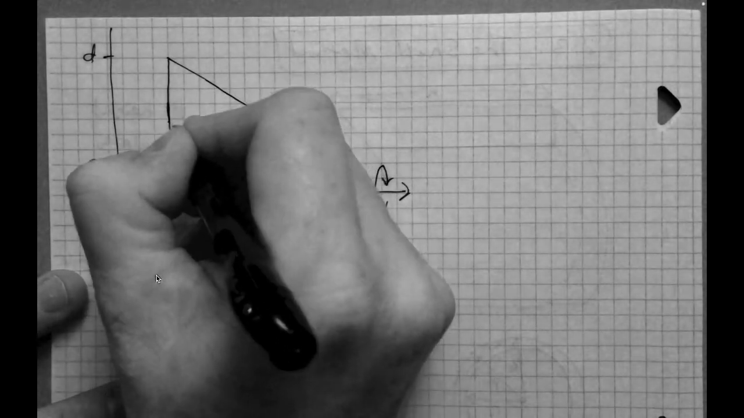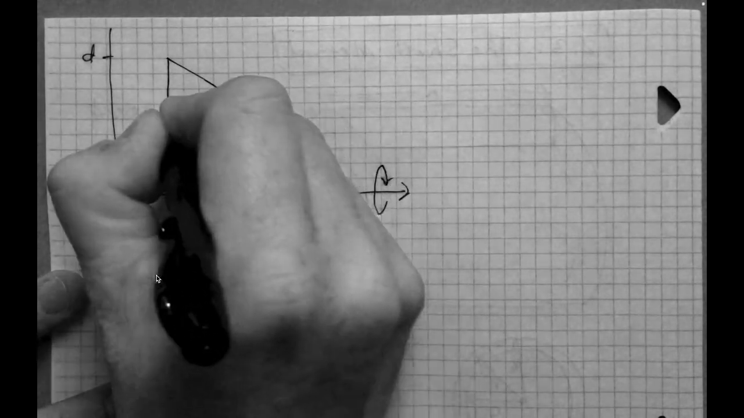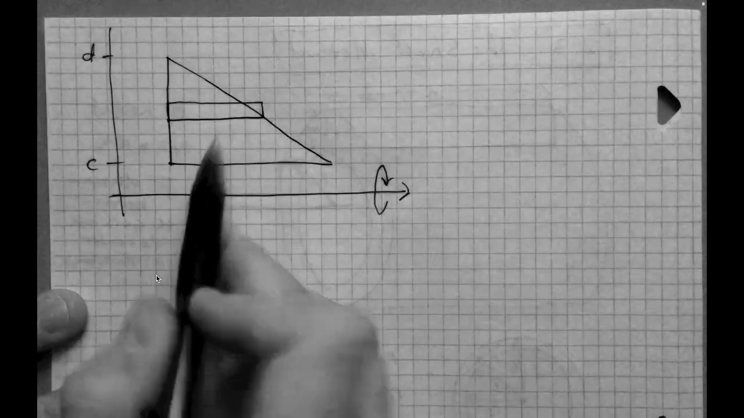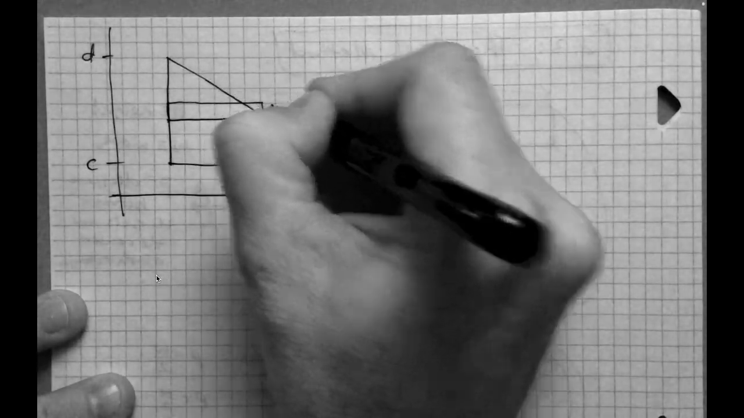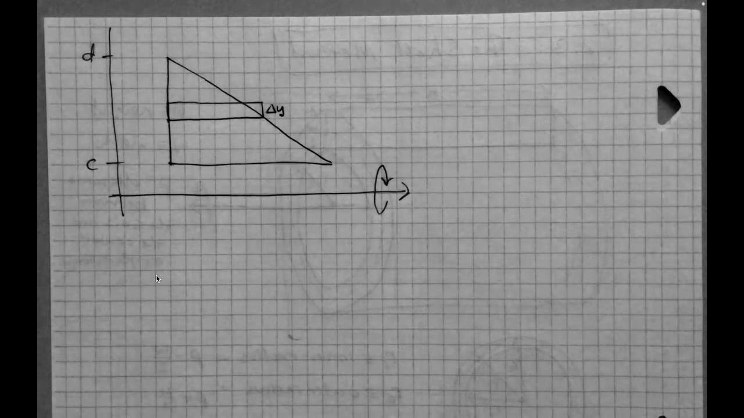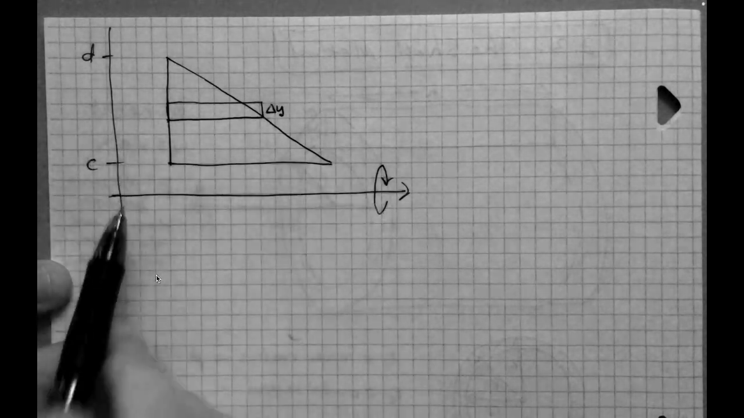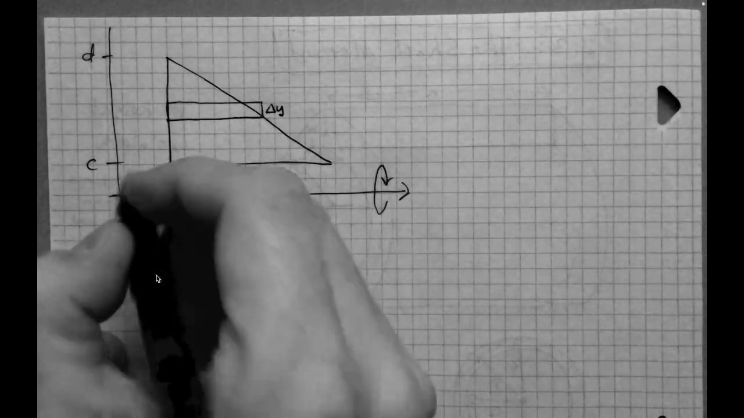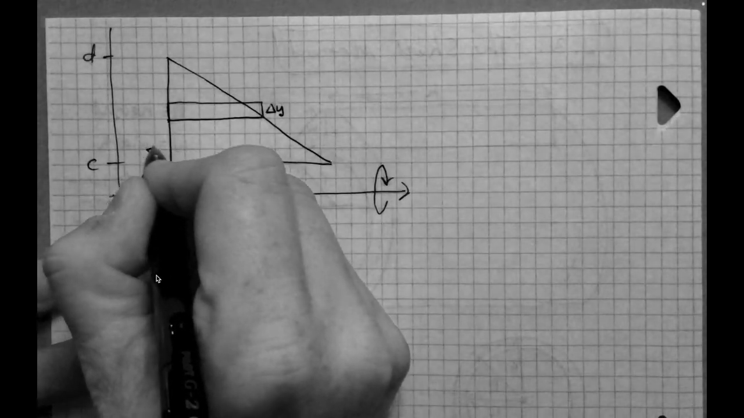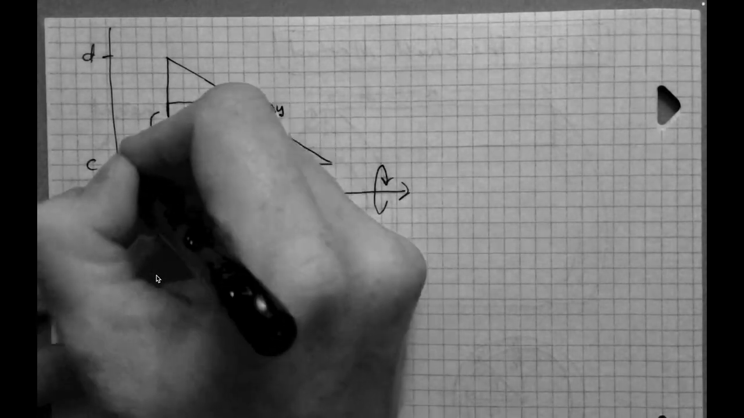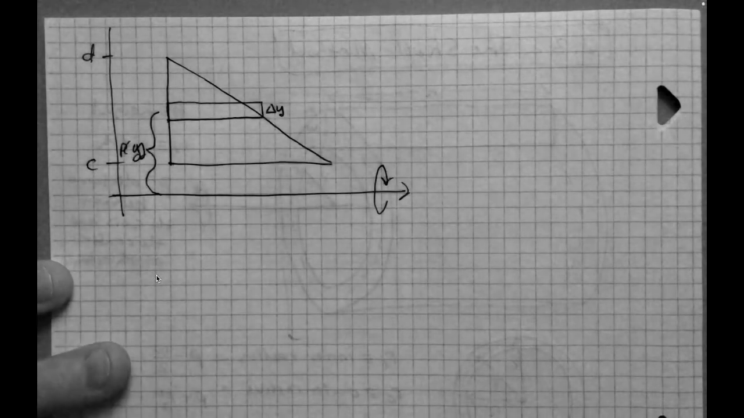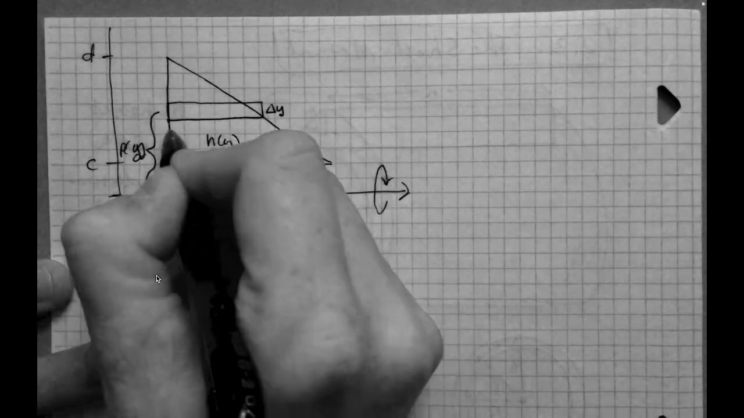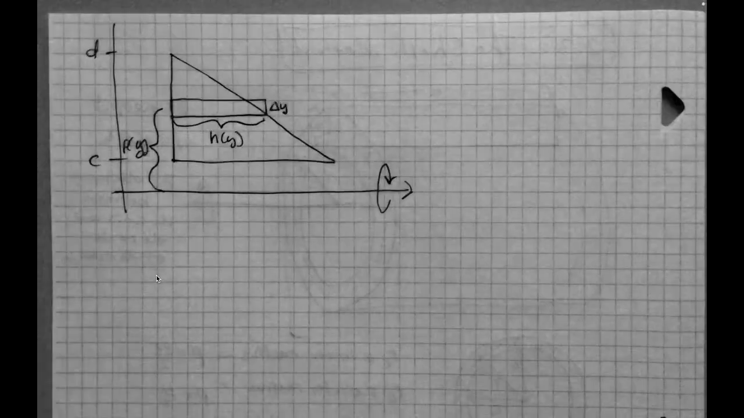We're going to have a representative rectangle that runs parallel to the axis of rotation. And that means that the width of this thing will be a dy, a delta y. And the average radius value will be calculated as a function of y. And then of course the height here, this is our h of y.